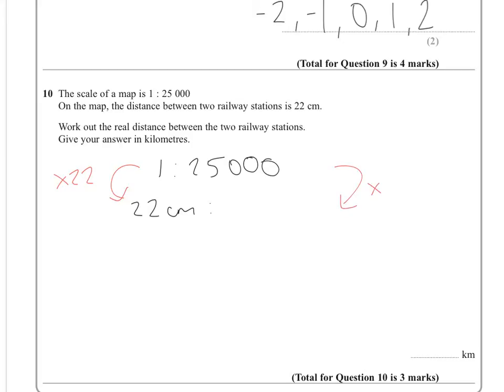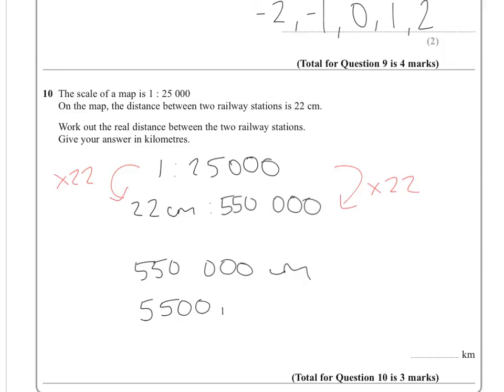So 25,000 times 22, which is 550,000 centimetres. So 550,000 centimetres is the same as 5,500 metres, which is the same as 5.5 kilometres. 100 centimetres in a metre, 1,000 metres in a kilometre. So final answer, 5.5.